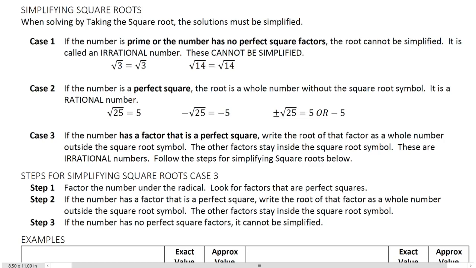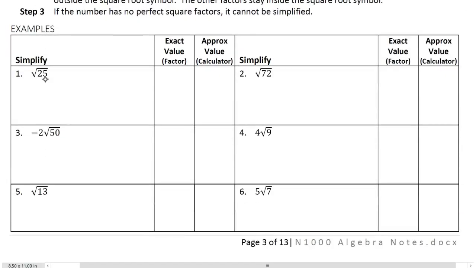Once you have factored out perfect squares, you can move the square roots of those factors to the outside of the symbol. Here are some examples. 25 is a perfect square, so the square root of 25 is a whole number. 5 times 5 is 25, so the square root of 25 is 5. I can input this into a calculator and get the same answer.